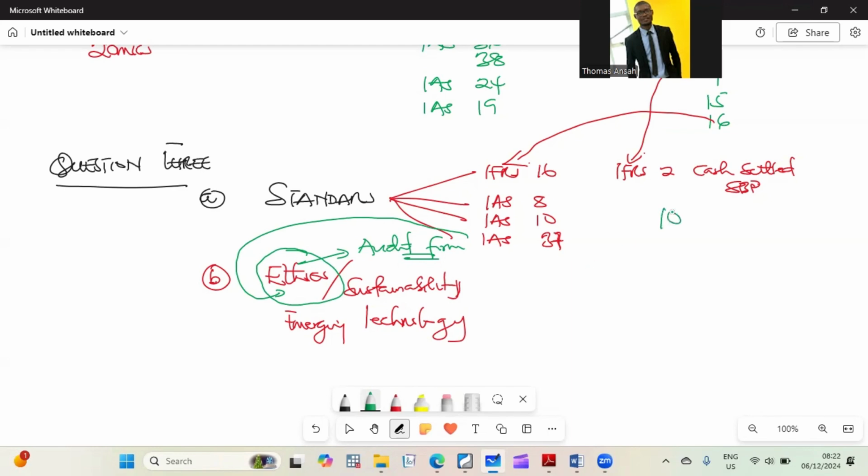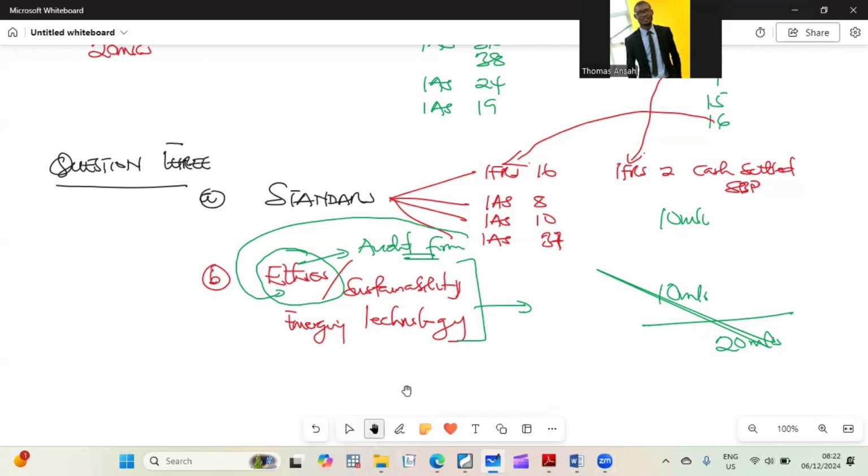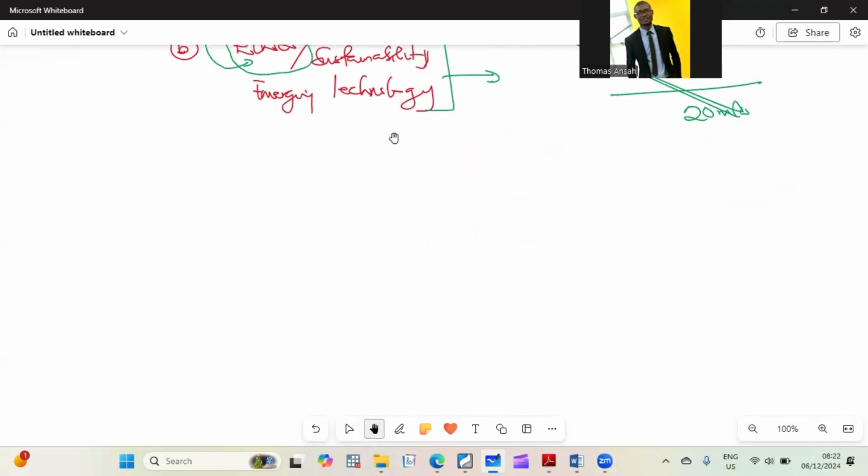So this will form the remaining 10 marks. Then there's 10 marks from any of these three. All right. Making the 20 marks. So that is the thing about your question 3. Now, question 4 is where I will start the class this diet. Yes, I will start the class from question 4.